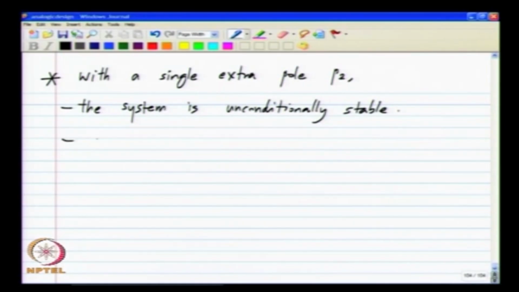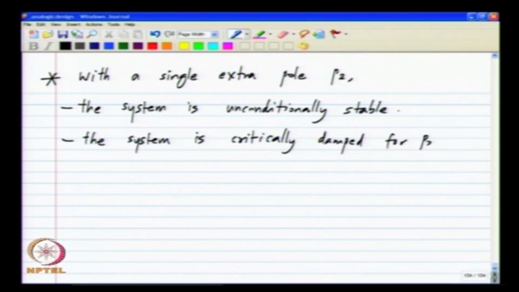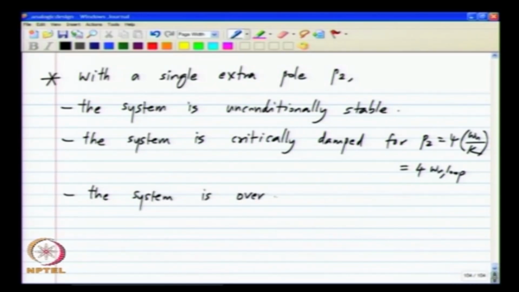Firstly, the system is unconditionally stable. The system is critically damped for P2 equal to 4 times the unity loop gain frequency, and the system is over damped for P2 more than 4 times unity loop gain frequency.